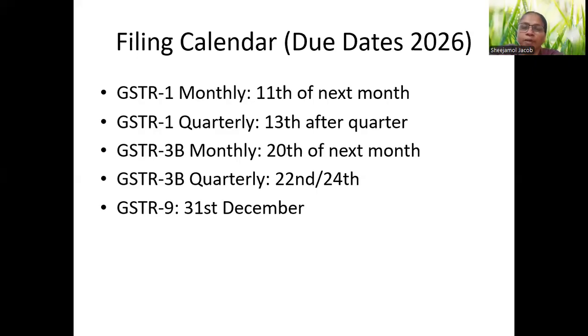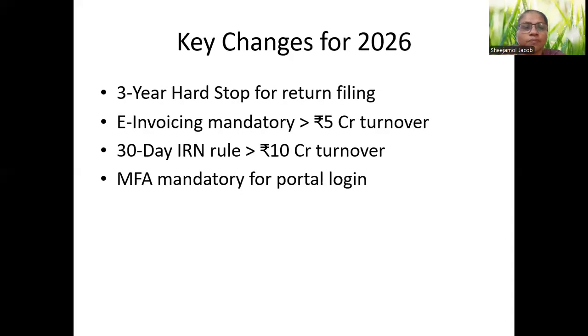GSTR-3B monthly is due on the 20th of the next month. GSTR-3B for quarterly filing by composite dealers has to be filed on the 22nd or 24th after the quarter. GSTR-9, the annual return, is due on 31st December for normal dealers.